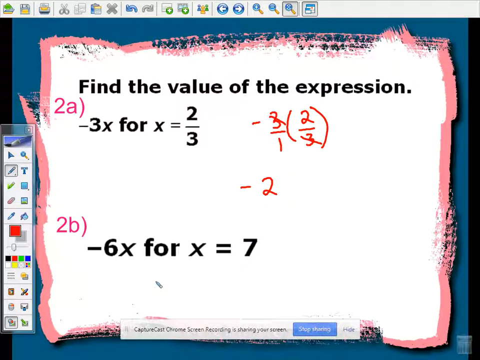In this example, we have negative 6 times x, or negative 6 times 7, since it said x equals 7. Negative 6 times 7 is negative 42.